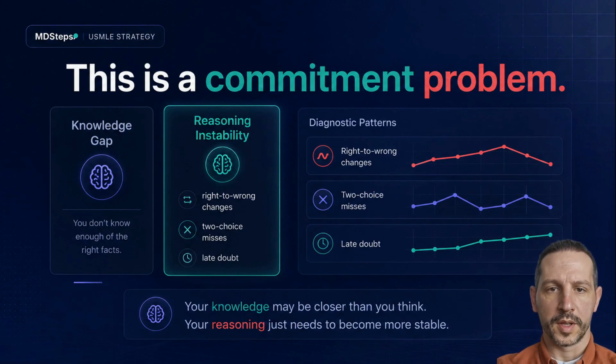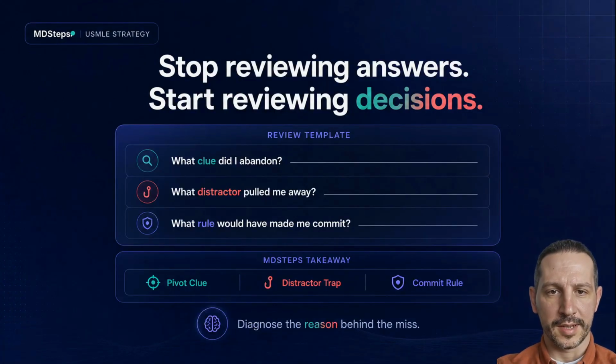Number three, does the new answer explain the whole stem better or just one piece of it? This is where most wrong changes fall apart. The new answer usually explains one tempting detail. The original answer explains the whole case. That is the difference between a distractor and the correct answer. So the goal is not never change your answer. Sometimes changing is the right move. The goal is to stop changing because of vague discomfort.